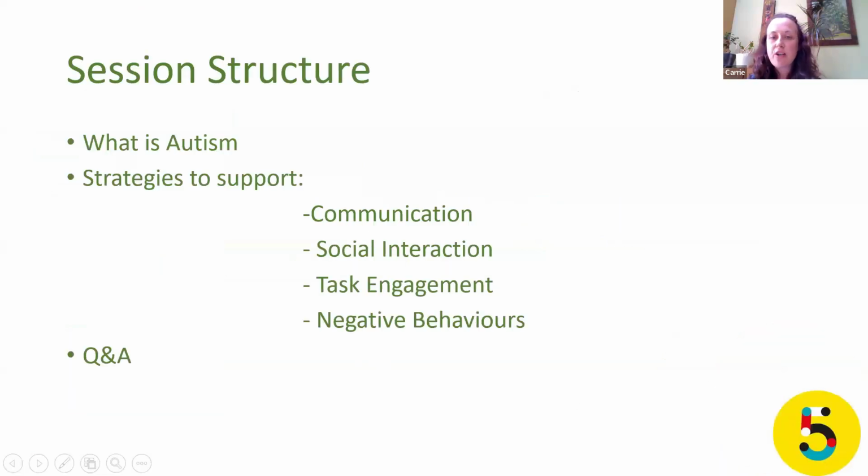So this evening, we're going to start by looking briefly at what autism is to make sure we have an understanding of that. But the key focus is going to be looking at different strategies and support that you can put in place for these learners. In particular, we're going to be looking at how we can support them with communication, social interaction, how we can support with task engagement, and also how we address some of the negative behaviours that we might see. And then, as Danielle said, we'll be finishing this evening with a chance to have a question and answer session.